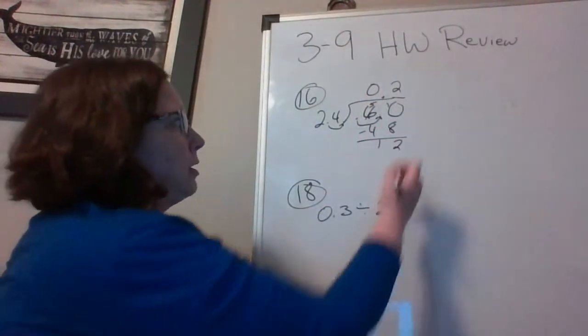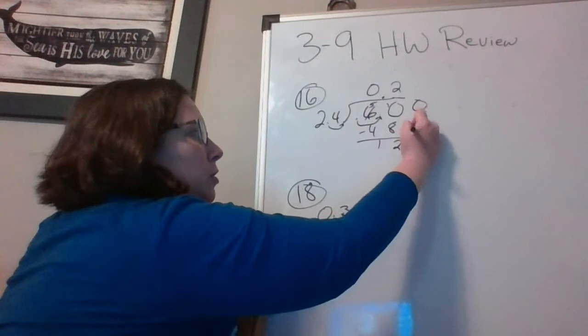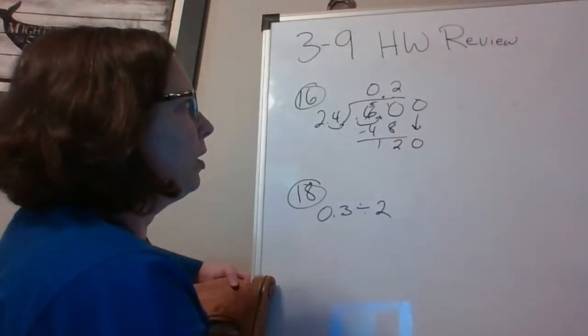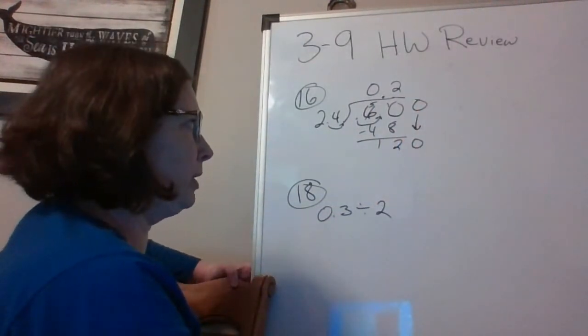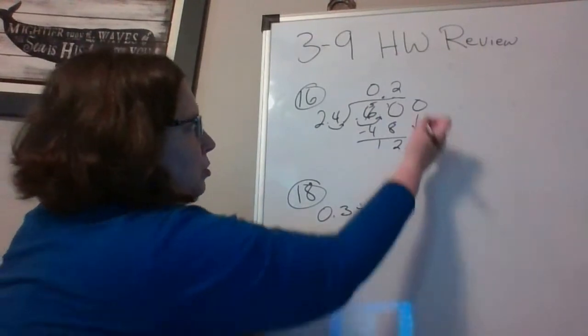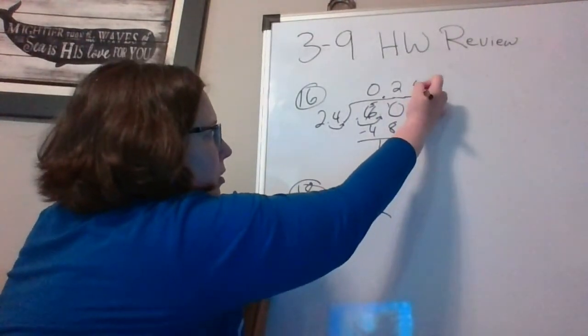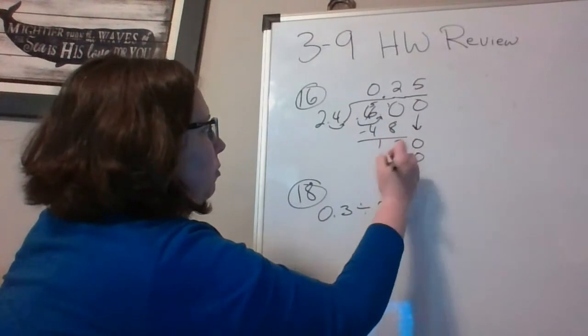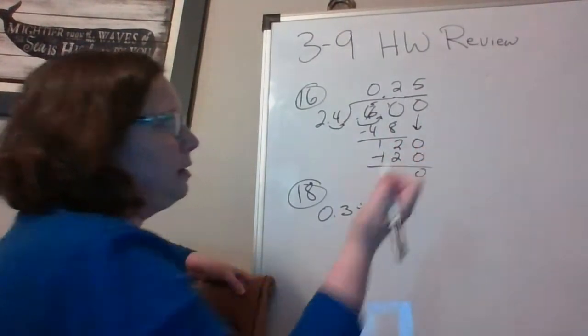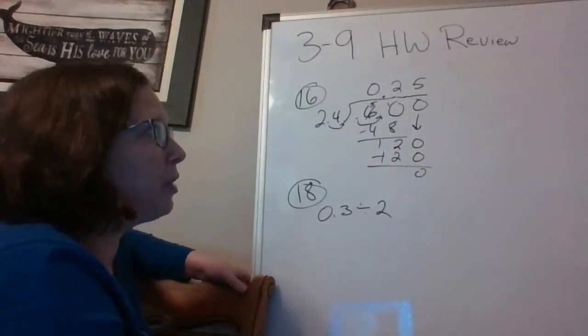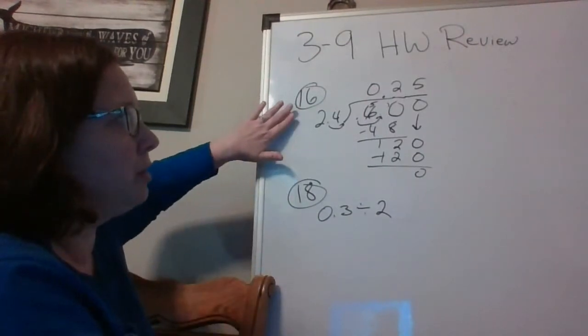So we subtract, get 12. We have to add another 0 because we had a remainder. And now we figure out how many times does 24 go into 120. It's 5. And now that we don't have a remainder, we're done. So our answer is 25 hundredths.